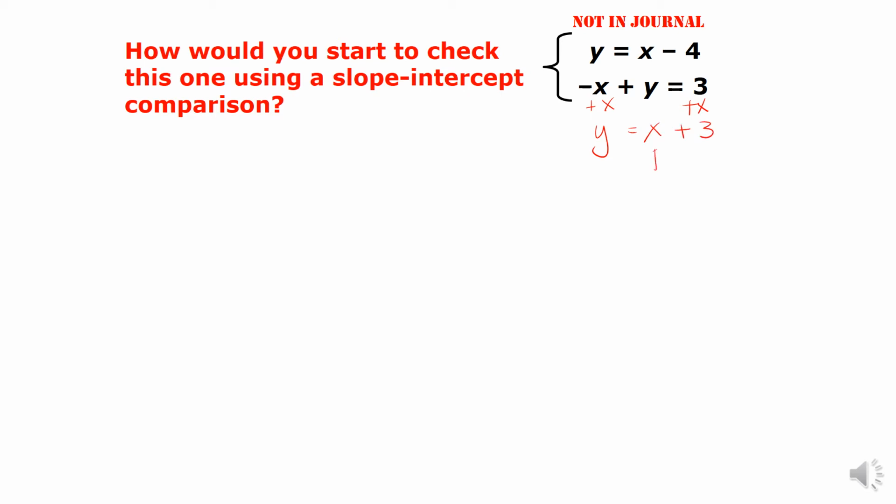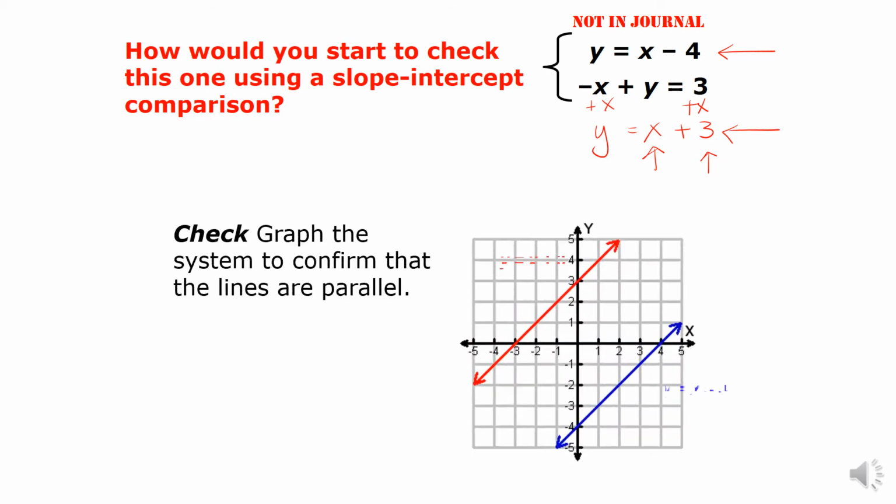Oh, they have the same slope, different y-intercepts. I'm comparing this one to this one. And if you wanted to graph and check, you could do that too. And there's our two lines. And they are parallel, and they will have no solution. Okay, let's do another one.